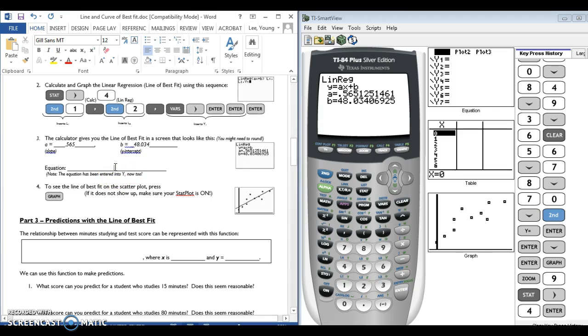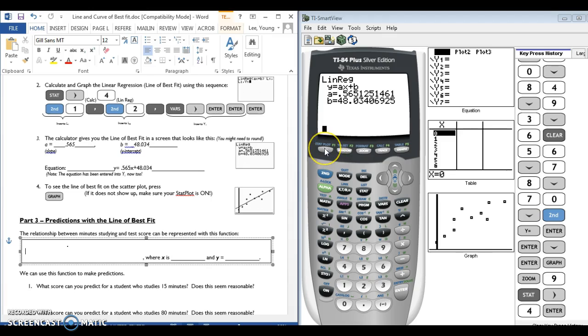Okay, so then what will be the equation? We're going to just replace the values. y is equal to 0.565x plus 48.034. Okay, that's how you calculate the equation. Once you calculate the equation, we can actually make a prediction out of it. Now, before we do that, we just want to make sure that line really represents this scatter plot.